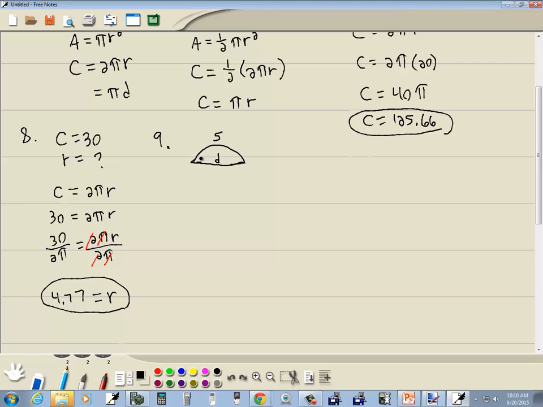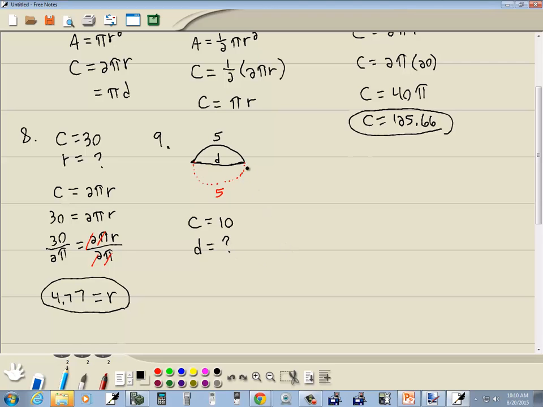A semicircle is half a circle. So if I were to continue this circle, not that I can draw it very good, but this side here should be symmetric with this side. If this distance here is 5, then this distance down here should also be 5. Now remember, your circumference is the distance all the way around. So the distance all the way around is 5 plus 5, or 10. So really they're telling us the circumference is 10, and they're wanting us to find D.